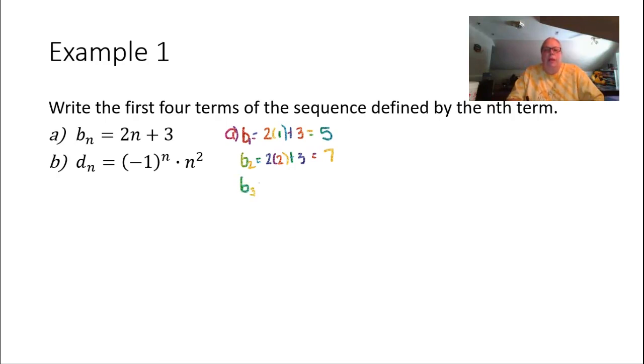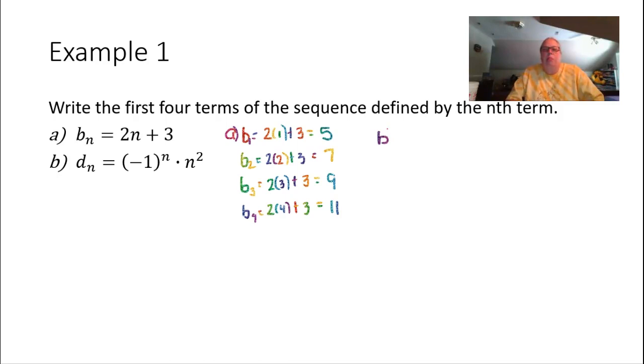B sub 3 is going to give me 2 times 3 plus 3. That's going to give me 9. And b sub 4 is going to give me 2 times 4 plus 3. And that's going to give me 11. So the first four terms for the sequence, where this is our pattern, are 5, 7, 9, and 11.